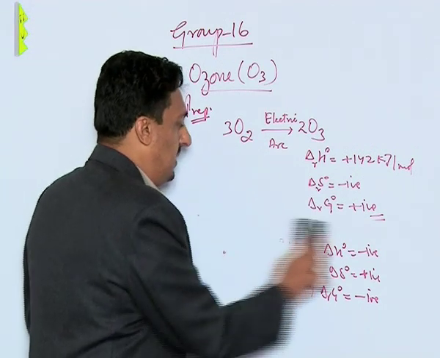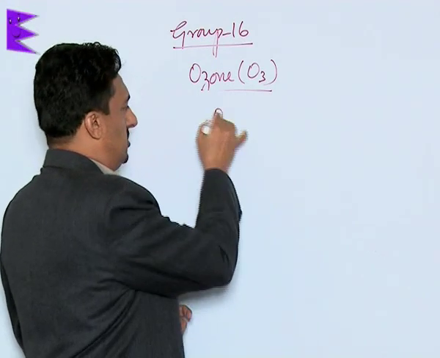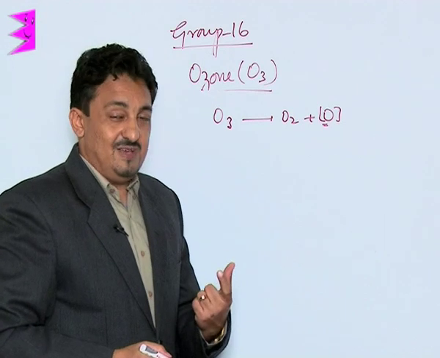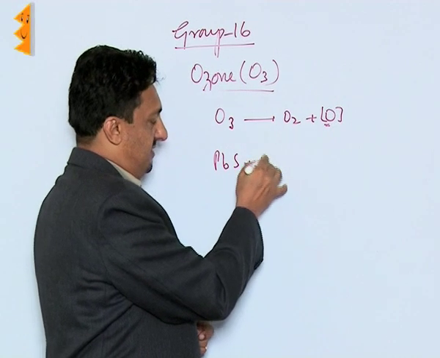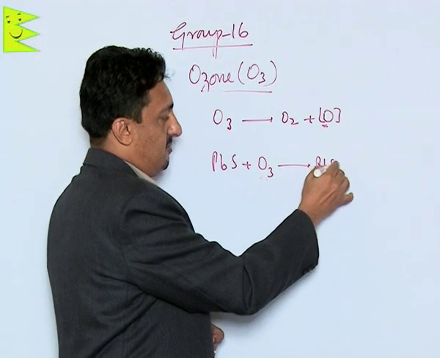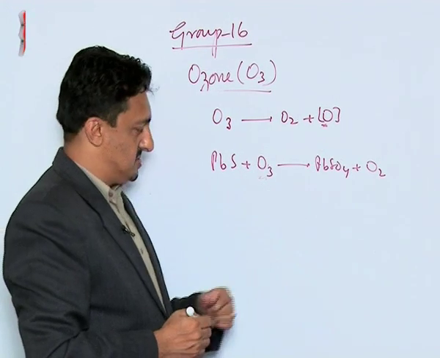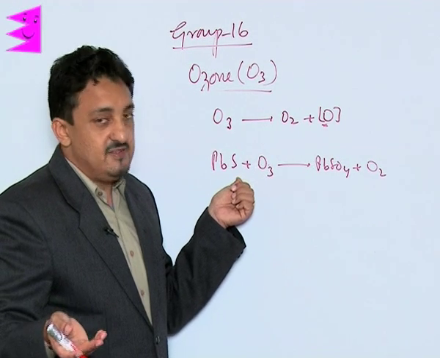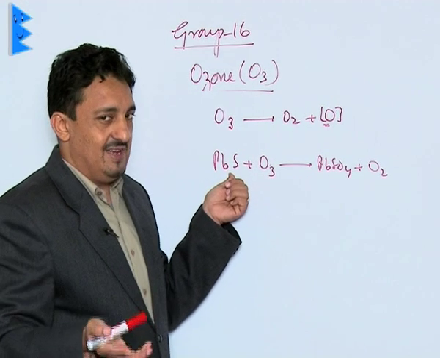The next thing we know in the properties is that ozone splits up into oxygen and nascent oxygen, and this nascent oxygen is basically used for oxidation purposes. That is why when lead sulfide is exposed to an ozone atmosphere, it gets oxidized to PbSO4 and oxygen. That's a very important reaction, and it is used to restore the original colors of ancient paintings, which get darkened black due to the reaction of sulfur with lead, which forms lead sulfide, black in color.